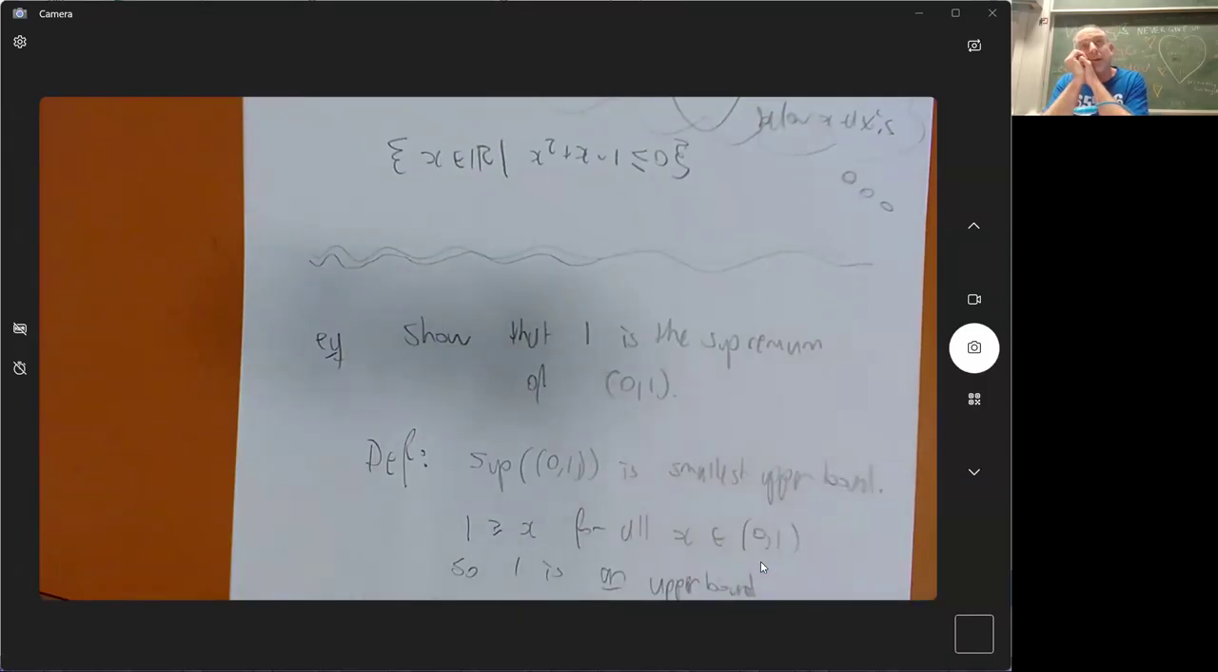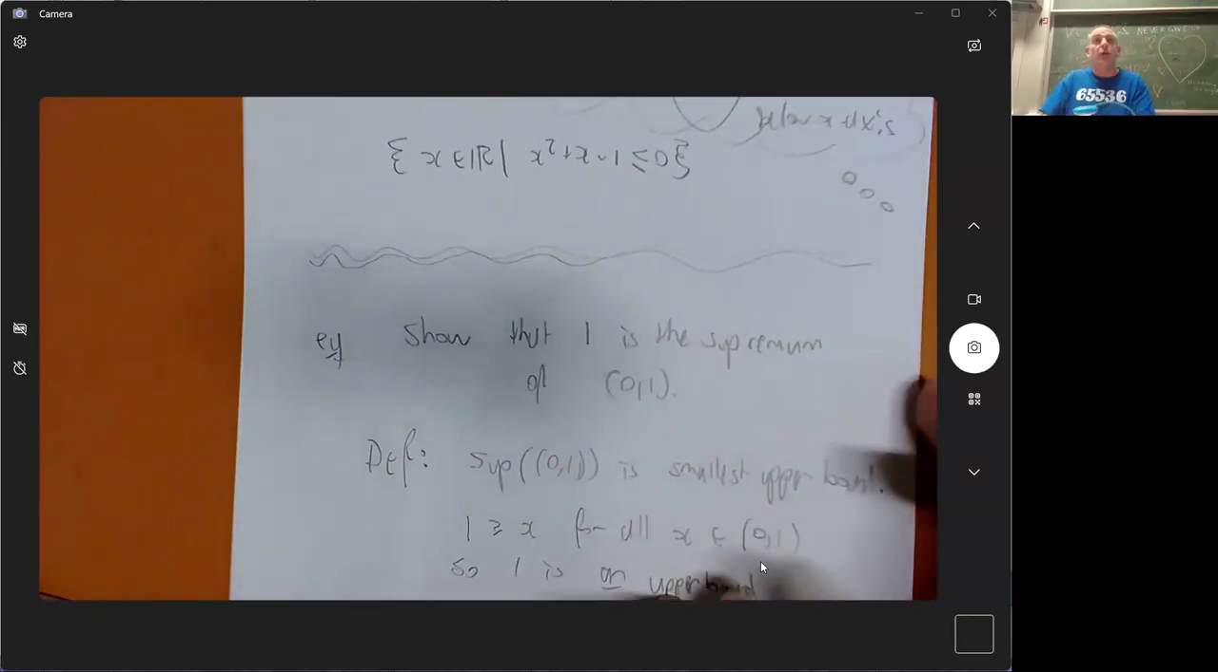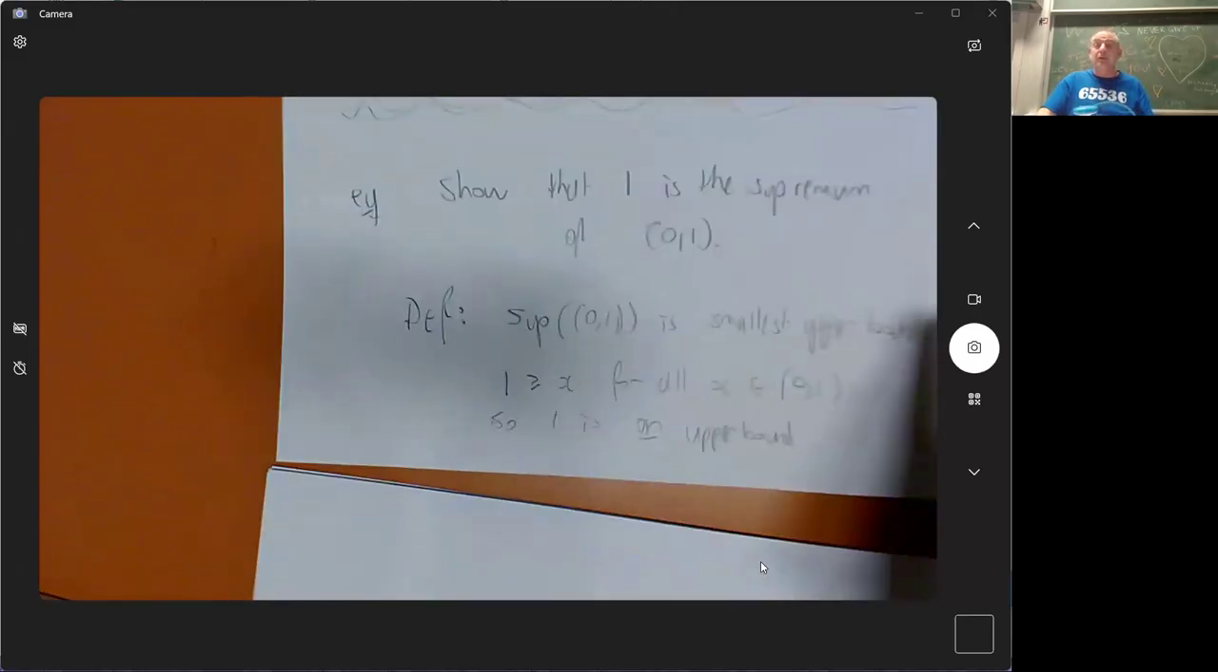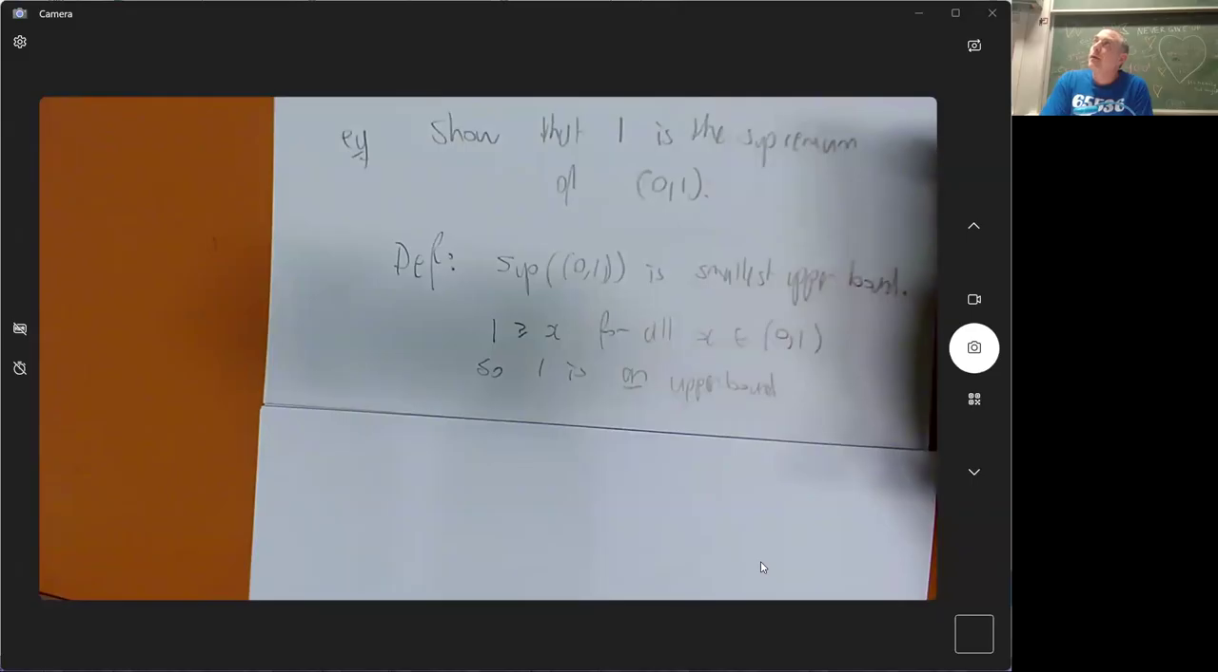To show it's the smallest upper bound, there are several ways to do that. One would be to show that every number less than it isn't an upper bound, or that every other upper bound is more than it. So you could either say, let B be an upper bound for the set and show that that number is definitely greater than or equal to 1, or let a number be less than it and show that it can't be an upper bound. They're the two ways of showing that this is the least upper bound. I want to do the second one. I feel like that's going to be easier today.